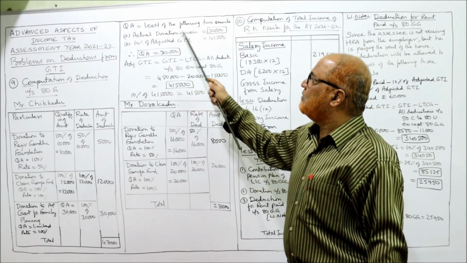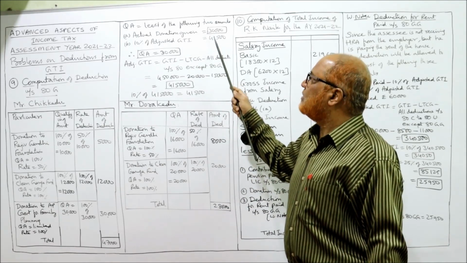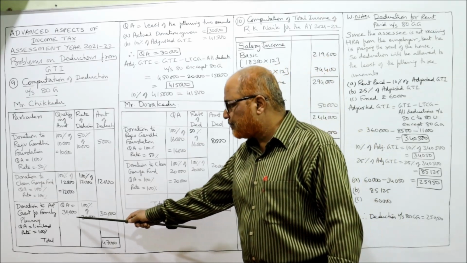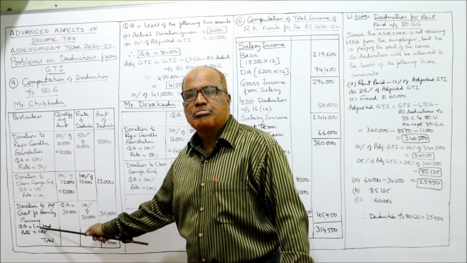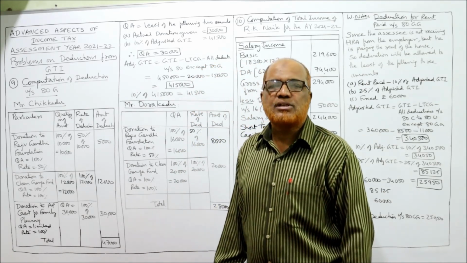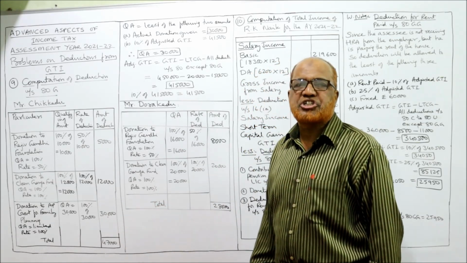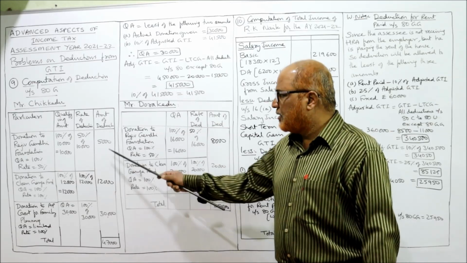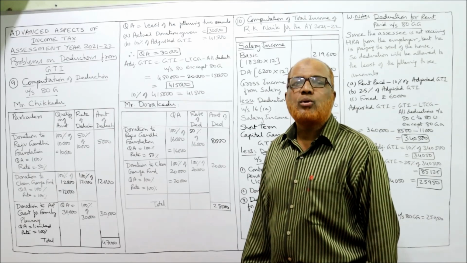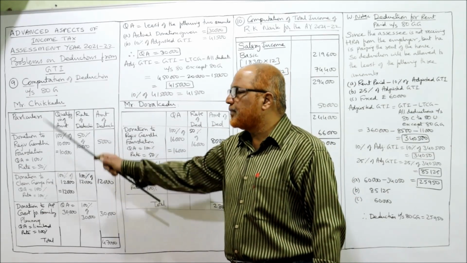The actual donation given is 30,000, whereas 10% of adjusted GTI is 41,500. So whichever is least, 30,000 is the least. The qualifying amount is 30,000 and the rate of deduction is 100%. So 100% of 30,000, 30,000 is the amount of deduction. Now take the total: 5,000 plus 12,000 plus 30,000. 47,000 is the amount of deduction under section 80G. That's it. This is regarding Chikkudu.